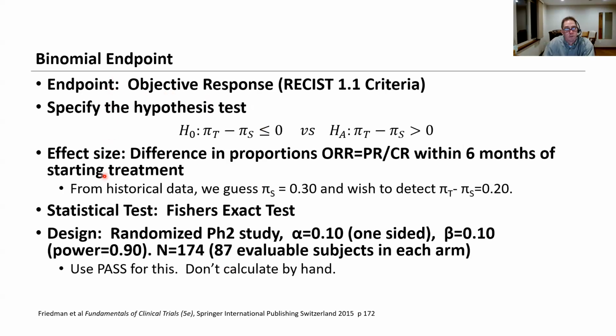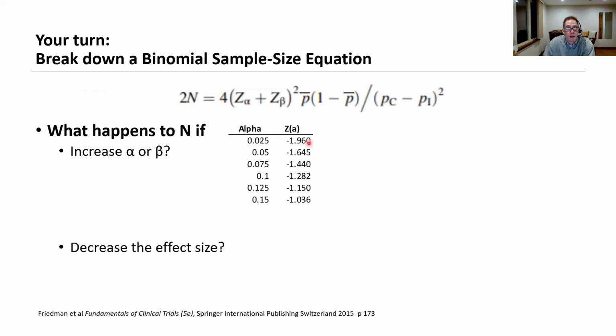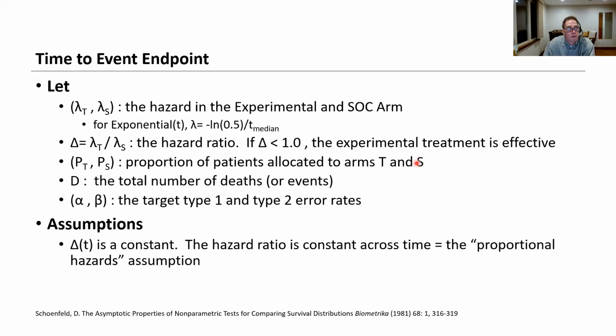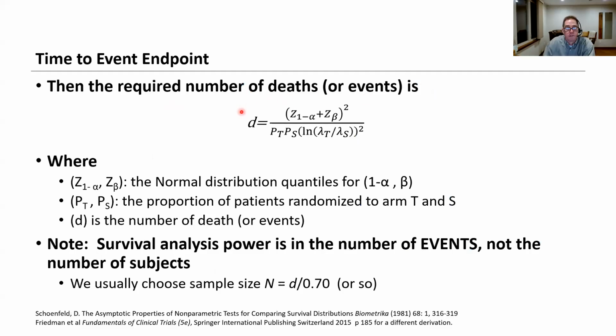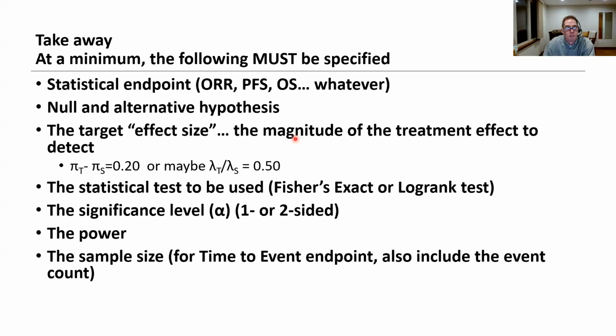And I have several options here. This is about how the sample size gets calculated. Don't do these yourself, right? You can use PASS or some other free software that will help you with that. The same idea holds for a time to event endpoint. These are the quantiles, based on your alpha, your beta, whatever you've chosen, the effect size here, and the proportion of patients randomized to each arm. A little bit different way of doing it.